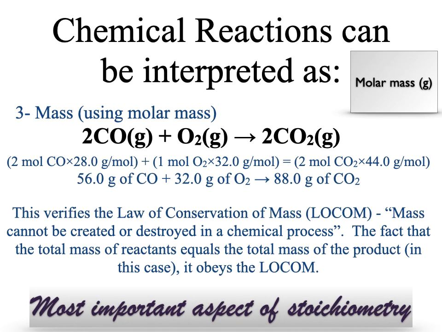It can also be represented as mass using molar mass. If I take 2 moles of carbon monoxide times its molar mass of 28.0 grams per mole, that's 56.0 grams of carbon monoxide. And then I take 1 mole of oxygen times 32.0 grams per mole, that's 32 grams of oxygen. If I add those up, I get 88 grams of carbon dioxide, which is 2 moles of carbon dioxide times 44.0 grams per mole.